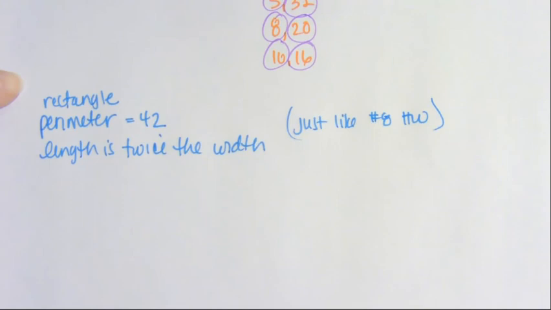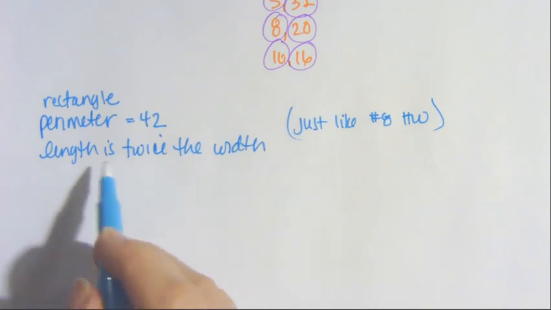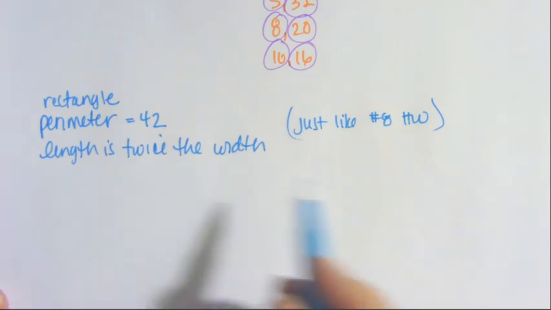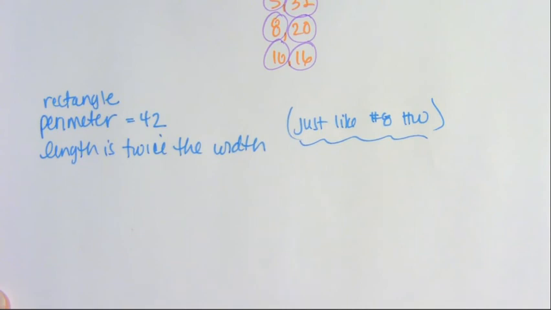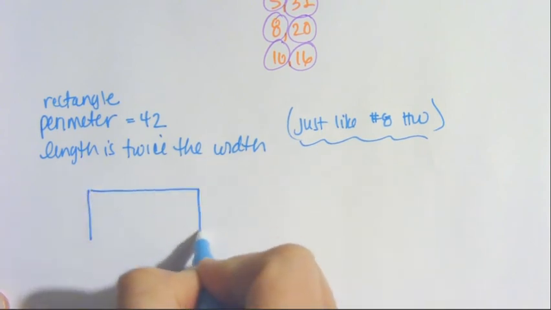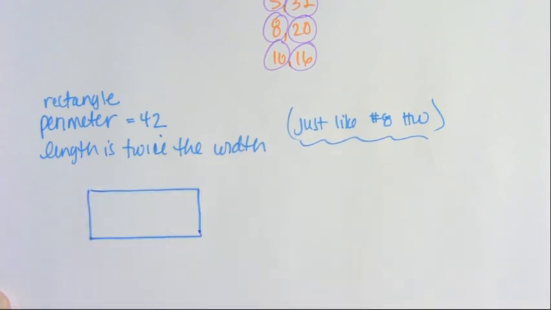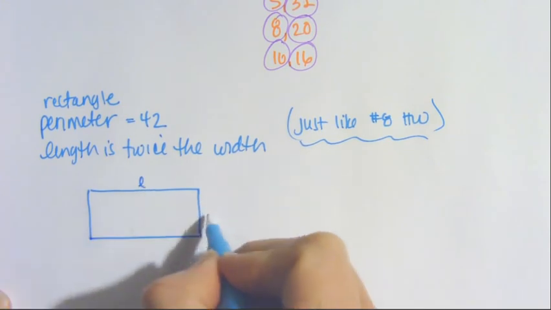This next one, there's a rectangle problem where I tell you the perimeter, but I want you to tell me the area. So you can't find the area unless you know what the length and the width are. So again, this is just like number 8 on the homework for another example. I'm going to draw a rectangle, and I know this is the length and this is the width.